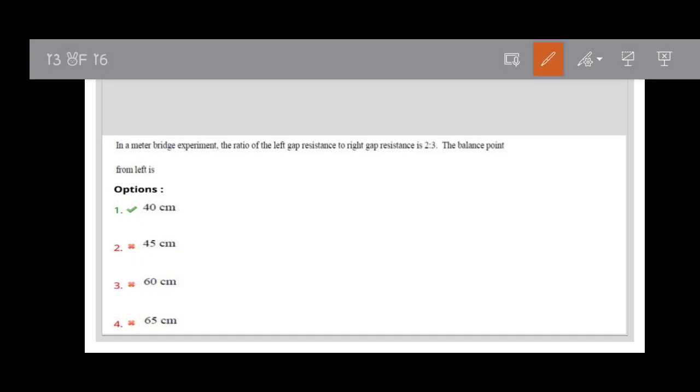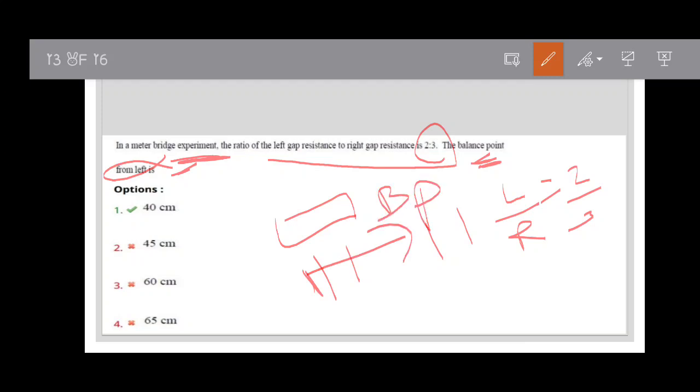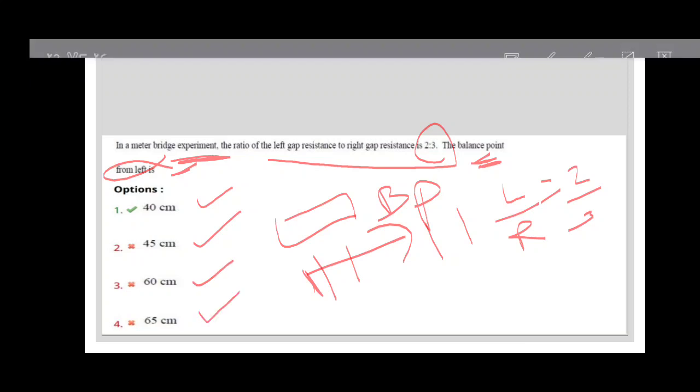Now let's see the next question. In a meter bridge experiment, the ratio of left gap resistance to right gap resistance is 2:3. Given that in a meter bridge experiment, the ratio of left gap resistance to right gap resistance, assume L by R equals to 2 by 3. He is asking for the balance point from the left. Let's see the options. A 40 centimeters, B 45 centimeters, C 60 centimeters, D 65 centimeters. Now let's see the answer.